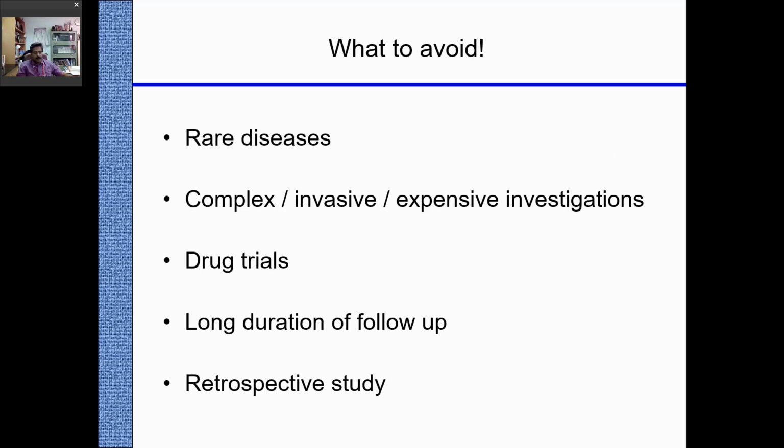So what to avoid? Again, just recall what I said about pragmatic choosing of a thesis topic. You should always choose topics which involve patients in ample number. So don't choose rare diseases, and complex, invasive and expensive investigations should also be avoided, for which normally infrastructure is not available in the hospital. Choose topics which involve surgeries which are being regularly performed in the department. Drug trials are an absolute no-no. It cannot be done during thesis. Long duration of follow-up: as I said, it should practically be not more than 3 months of follow-up. Retrospective study cannot be done.